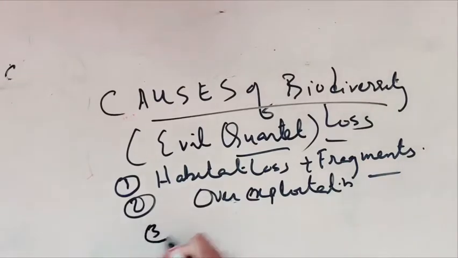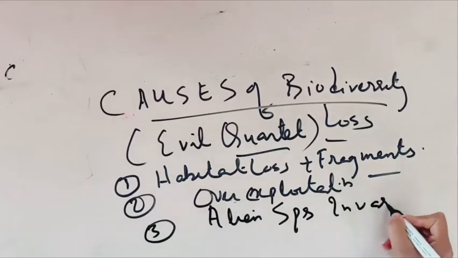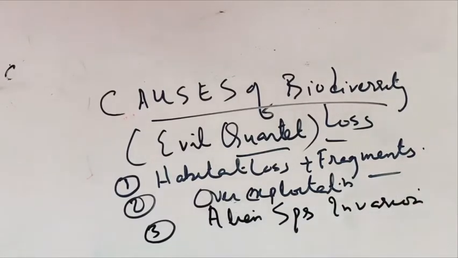Number three, alien species invasion. So what is the third cause of biodiversity loss? When some foreign plants or animals are introduced into the native country. For example, some plants and animals we find beautiful and nice, and we take them from other countries and put them into our rivers so that it looks beautiful. And what happens is that they kill all our own local fishes and our own local plants. So that is one of the causes of biodiversity loss.